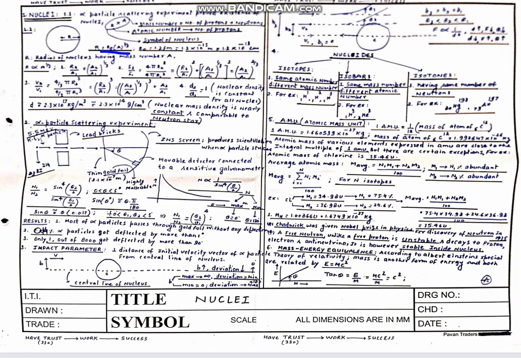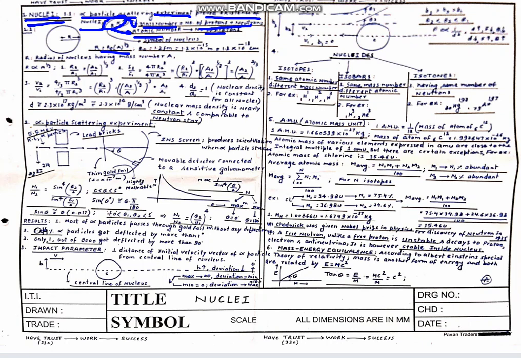So we have the concept of nuclei, and the historical experiment was done by Chadwick, and it was based on alpha particle scattering experiment which proved the existence of nuclei. So nuclei is represented by ZXA. Z is called the atomic number or number of protons. A is called the mass number or number of protons and neutrons.